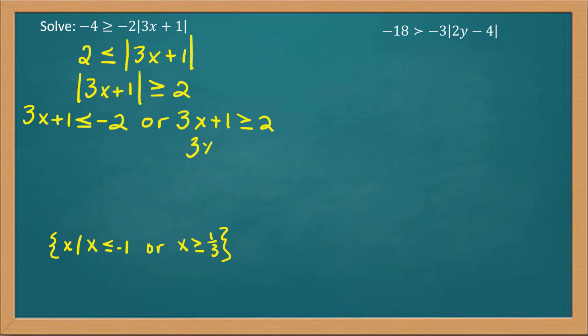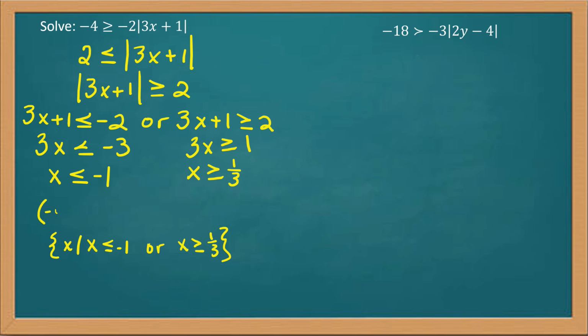So you're going to have 3x is greater than or equal to 1, which means that x is greater than or equal to 1/3. And you've got 3x is less than or equal to negative 3, which means that x is less than or equal to negative 1. So x could be less than or equal to negative 1, or it could be greater than or equal to 1/3. So that's how you would write it. You would say all x such that x is less than or equal to negative 1, or x is greater than or equal to 1/3.